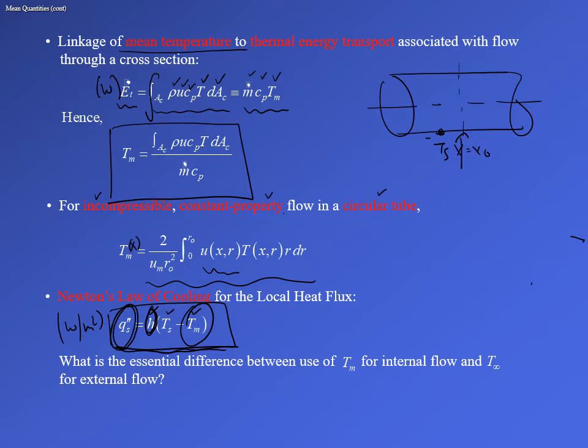Okay. So a question for you is, what is the essential difference between this mean temperature and T infinity? One major difference is that this T mean is a function of x, whereas T infinity was a constant. T infinity did not change in external flows, but in this case our mean temperature is a function of x. So we have to be careful when doing calculus with this variable, because it is not a constant. We cannot blindly substitute whatever we had earlier for external flows. We have to do our calculations keeping this in mind.